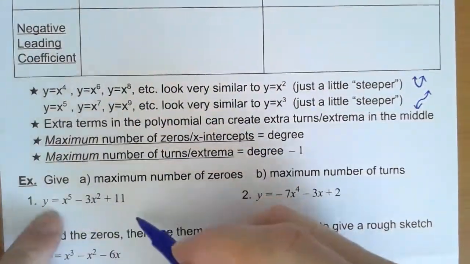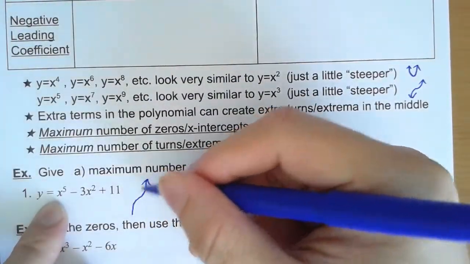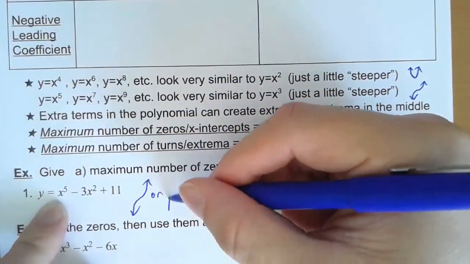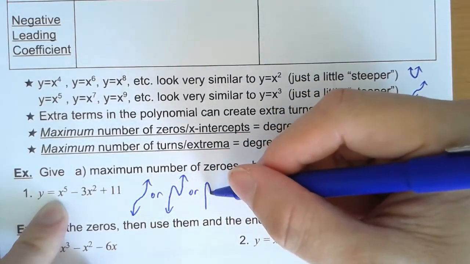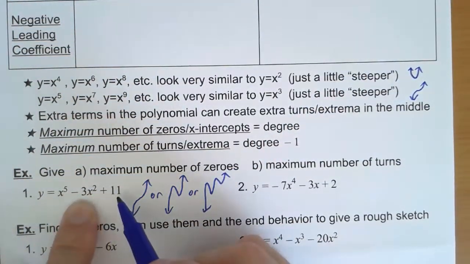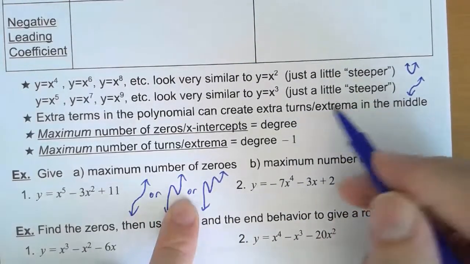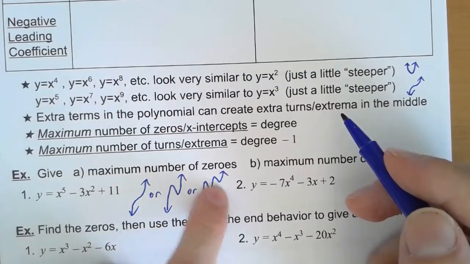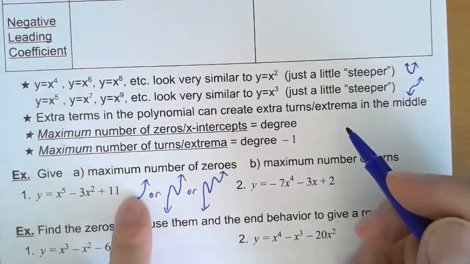So this x to the fifth graph right here, it could still just look like this. It might not have any turns, but it might have a few turns. It might look something like this, or it might look something like that. Because of these extra terms in the polynomial, we might have these extra turns in the graph, or extrema. Extrema means maxes or mins. So these turns could also be thought of as relative maxes or mins. And so if we have those extra terms, we could get those, we might not.